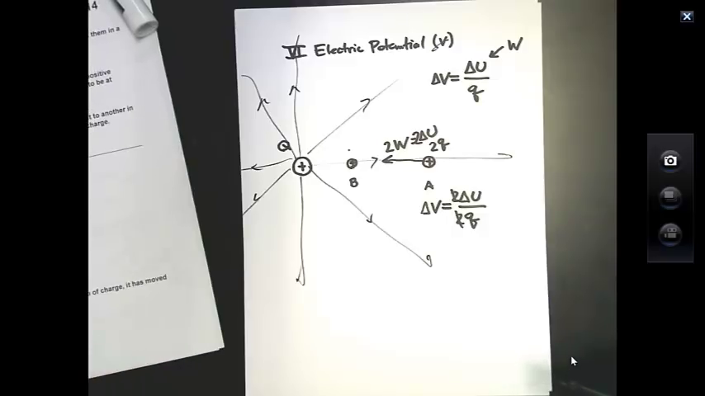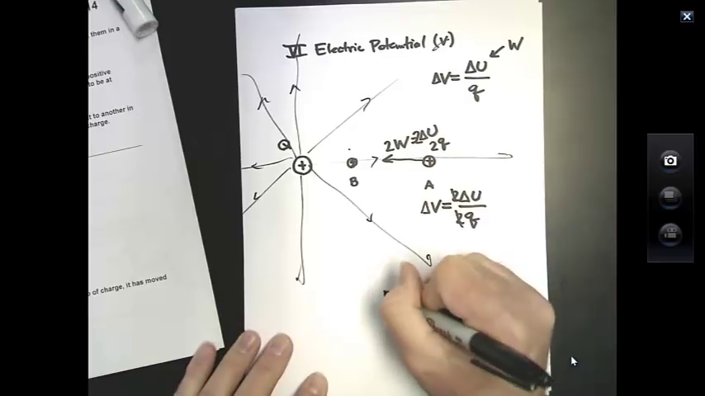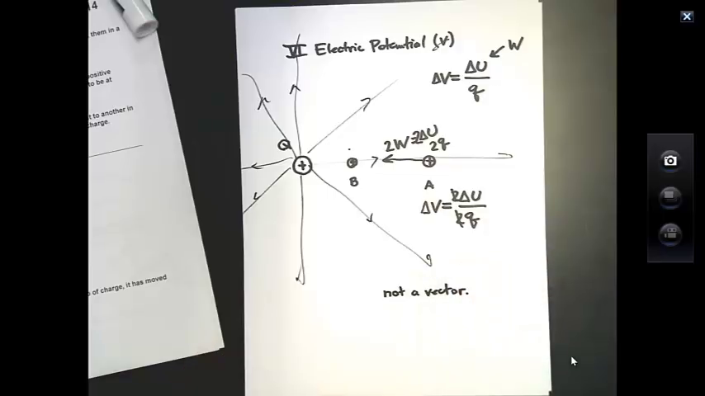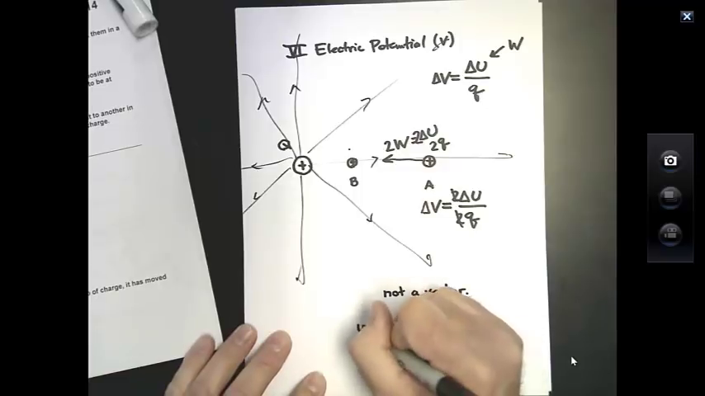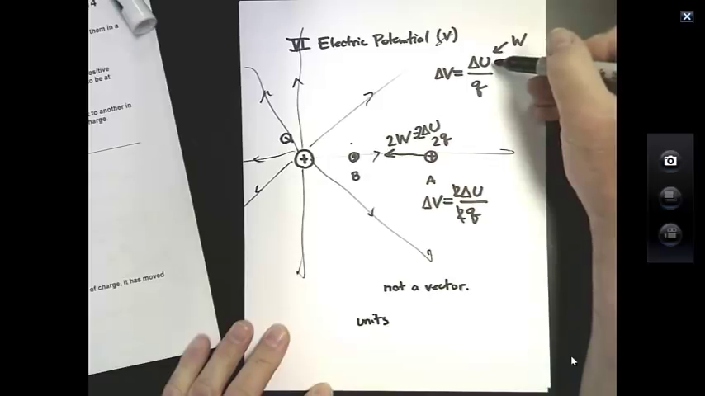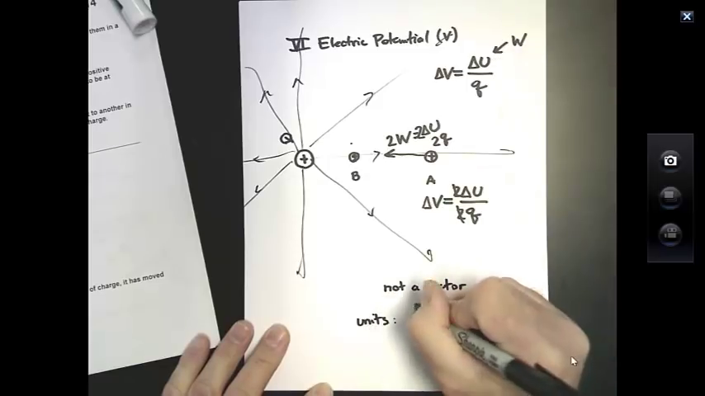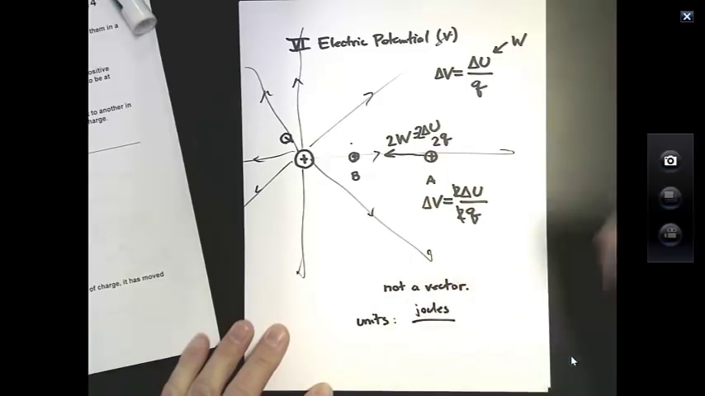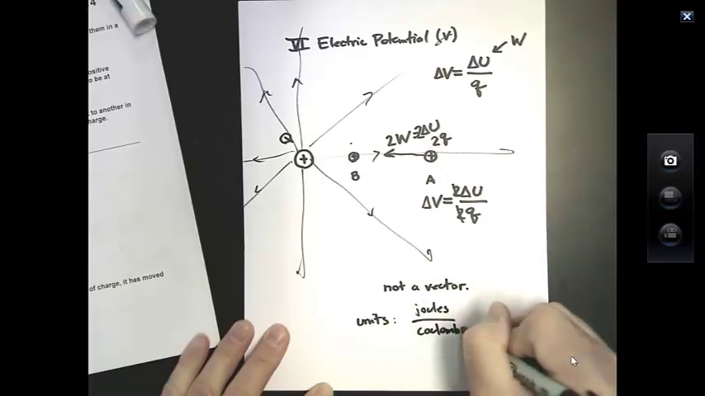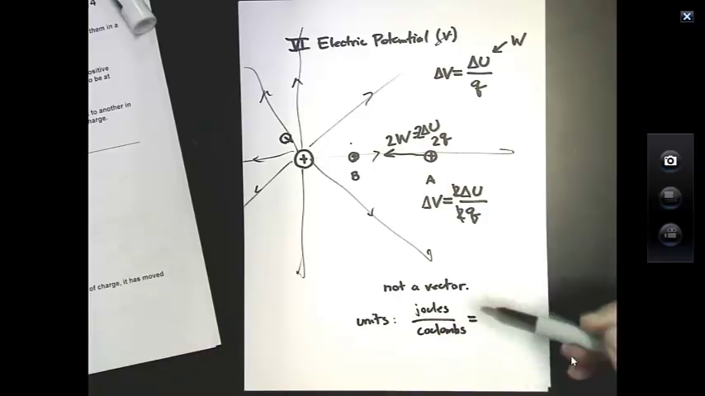Couple of things you need to know about potential. Number one, it's not a vector. Okay, it's amount of energy per unit charge. Units, keep in mind, on the top here we have energy, so that's joules. On the bottom we have charge, that's coulombs. So the unit is joules per coulomb.